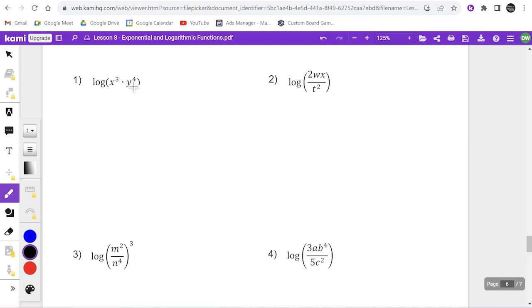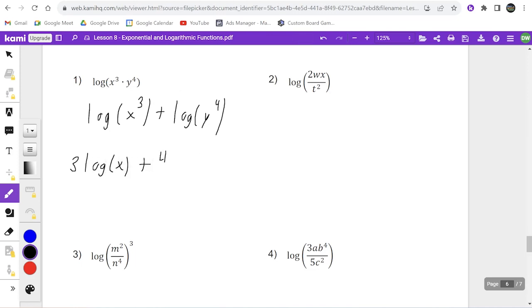Number 1, log of x cubed times y to the 4th, and the goal is to expand the logarithms as much as possible. So for instance, I see multiplication. First thing I would do is say log of x cubed plus log of y to the 4th. And then you're probably already thinking it, yes, I can move the exponents out in front. So it's going to be 3 log of x plus 4 log of y.